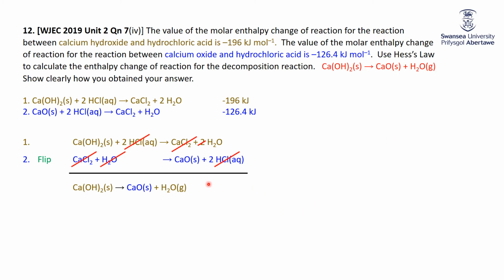Now, how do we get the energy for that? Well, equation 1 we just used as was. Equation 2, which was minus 126.4, but then we flipped it. When you flip an equation, you change the sign of the delta H. So add those together, and we get delta H minus 69.6.